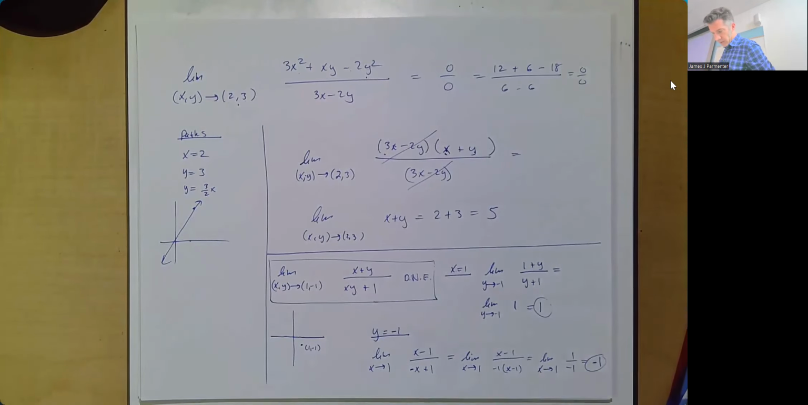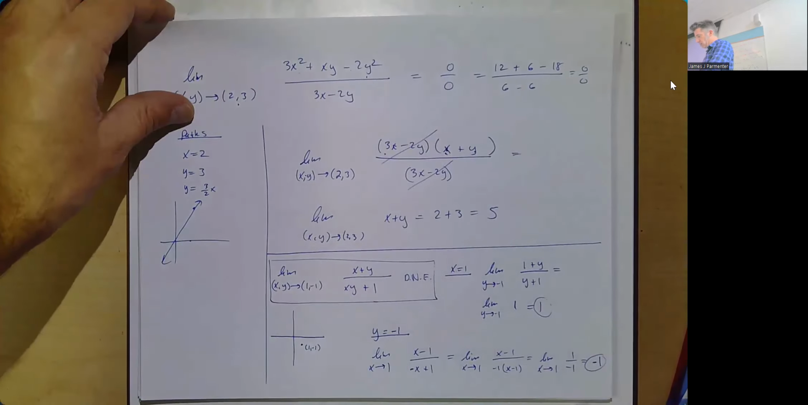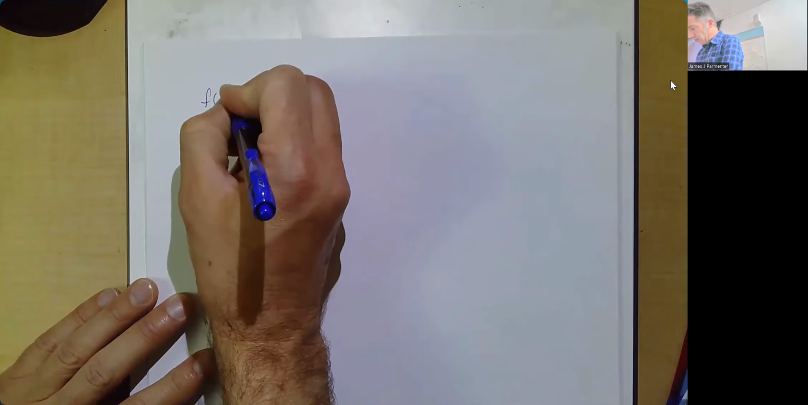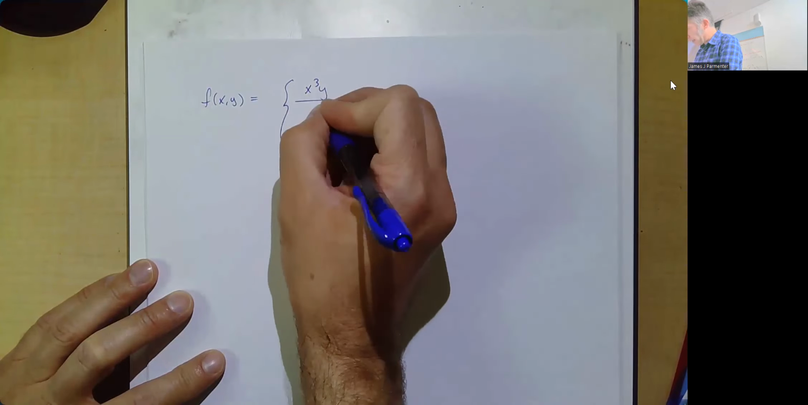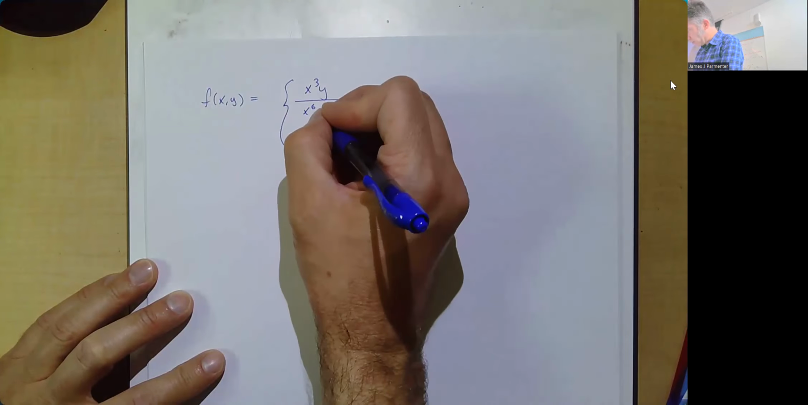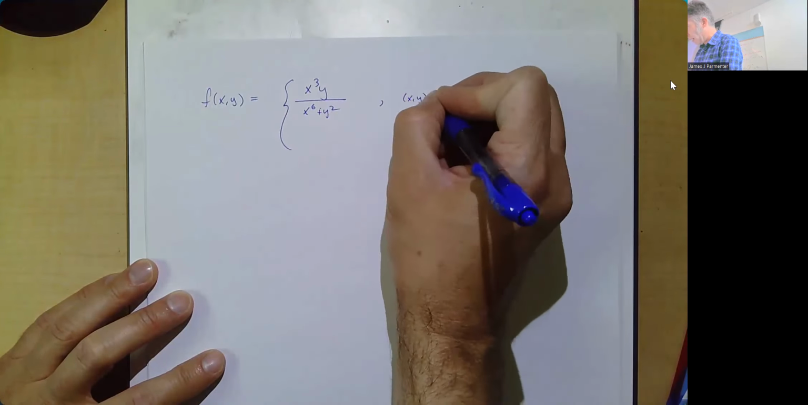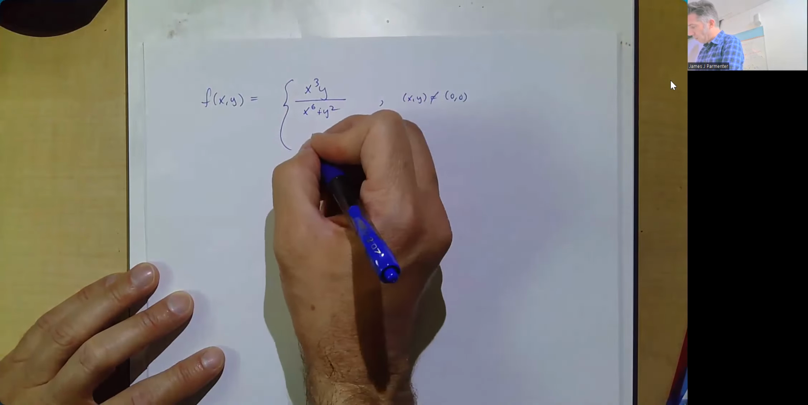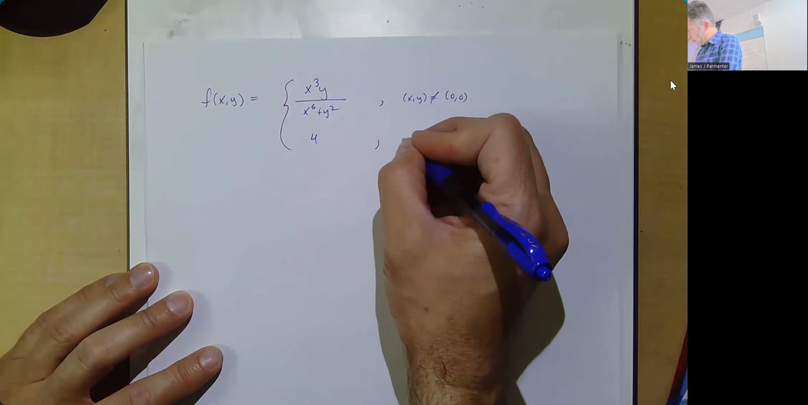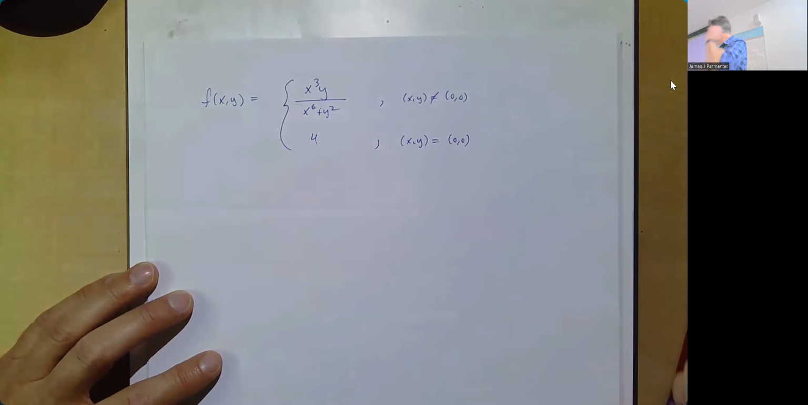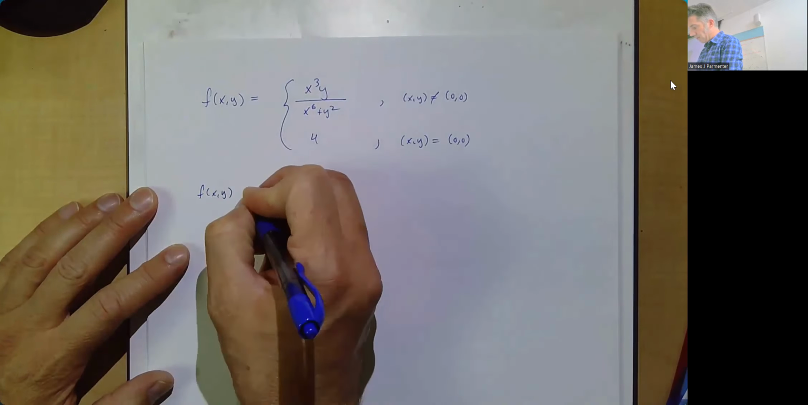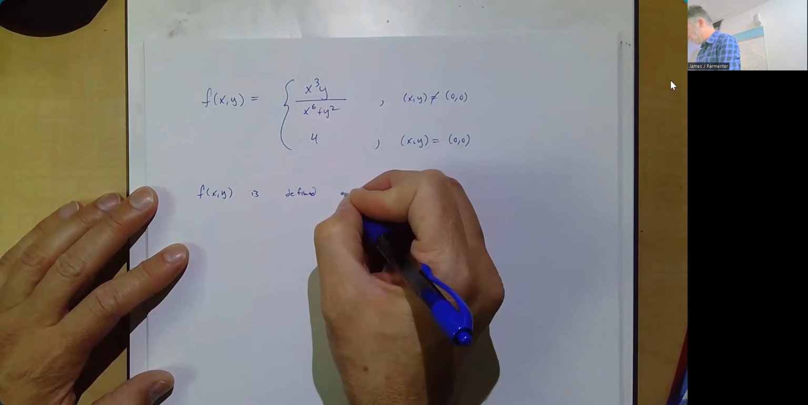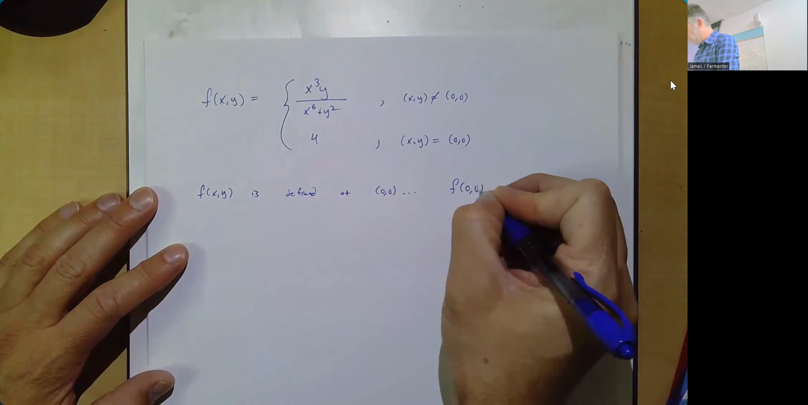Cool. So let's look at some examples that are more in line with what we're usually doing. Let's say we have this function, f(x, y) equal to x cubed y over x to the 6th plus y squared, as long as (x, y) is not (0, 0). And then this is equal to 4, sure, 4, why not, when (x, y) is equal to (0, 0). So I just want to point out that this function is defined at (0, 0) because we defined it. f(0, 0) is 4.